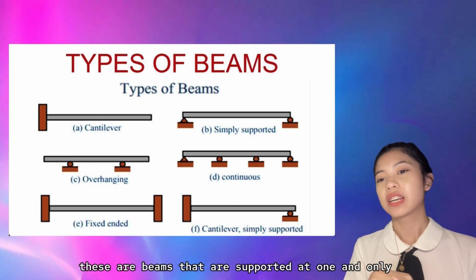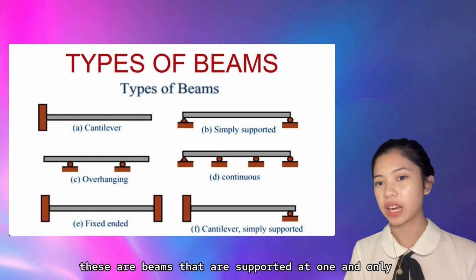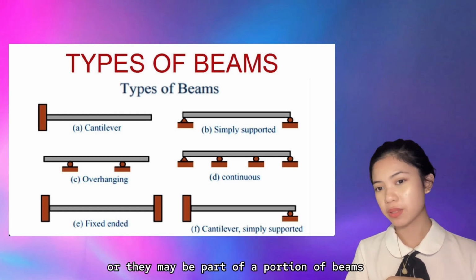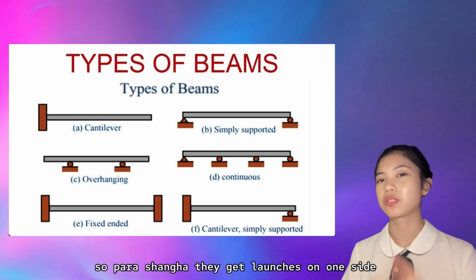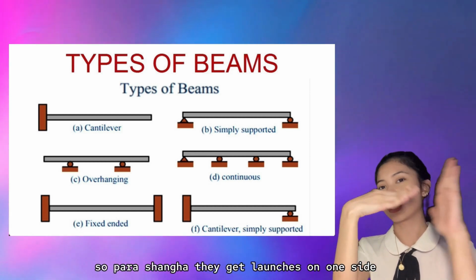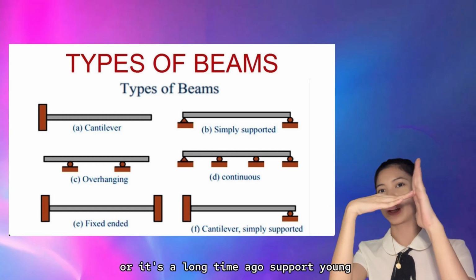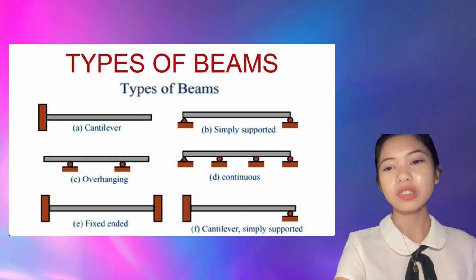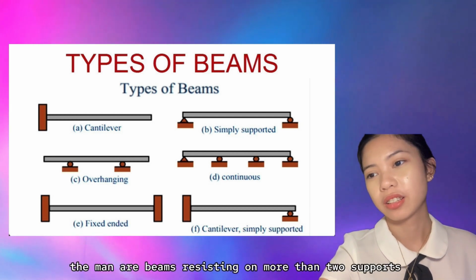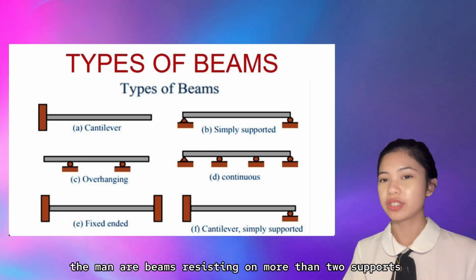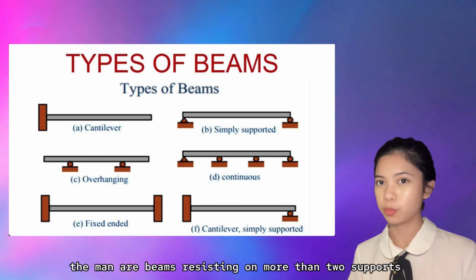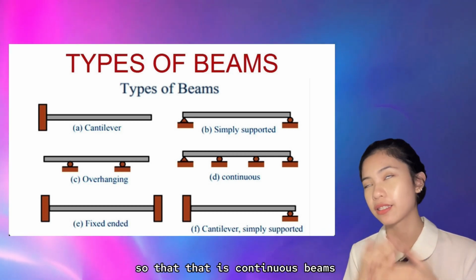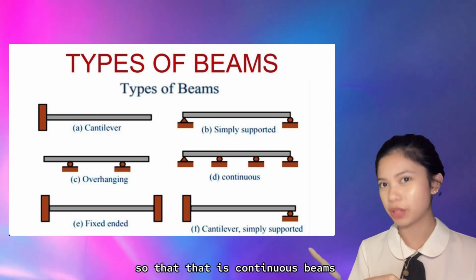Cantilever beams. These are beams that are supported at one end only, or they may be part of a beam projecting beyond one of its supports. So, para siyang nakadikit lang siya sa one side. Or parang isa lang talaga yung support niya dito, no? Ganun. Continuous beams naman are beams resting on more than two supports. So, parang may multiple supports siya. So, that is continuous beams.